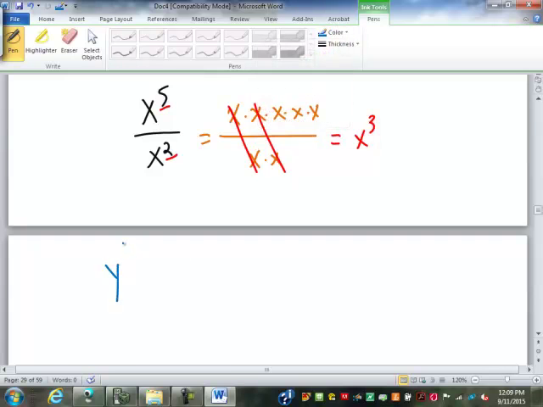So if I have y to the 11th divided by y to the 7th, I get y to the 11 minus 7, which is 4. P to the 9th divided by p to the 3rd gives me p to the 6th. 9 minus 3 is 6.